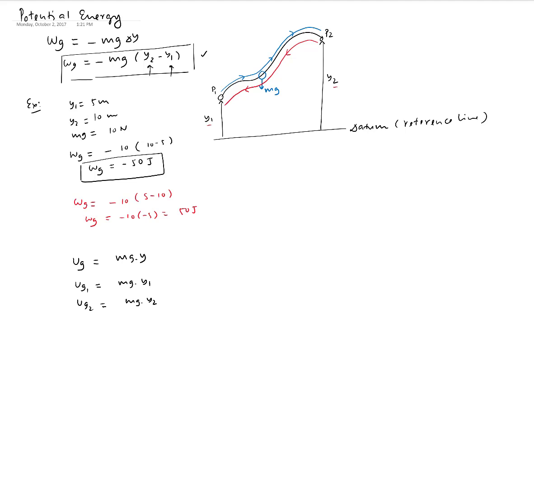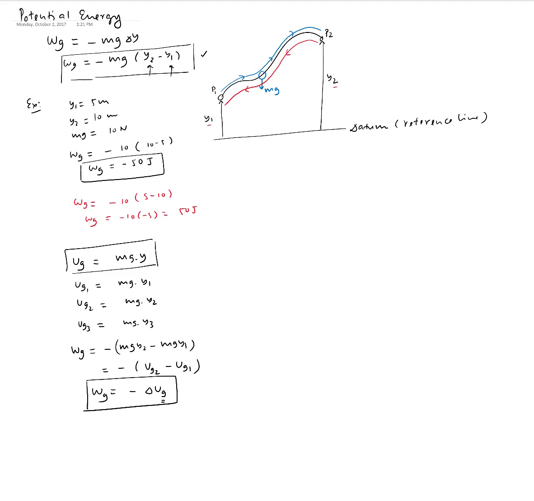If you had a third position, you could write that as well, something like Ug3 equal to mg times y3. So if we define this as a function, then W sub g can be written as minus mg y2 minus mg y1. That's our definition for the work done, and that would be minus (Ug in position 2 minus Ug in position 1). Or in other words, we can write it as minus delta U sub g. The sub g over here indicates that this is the work done due to gravity.